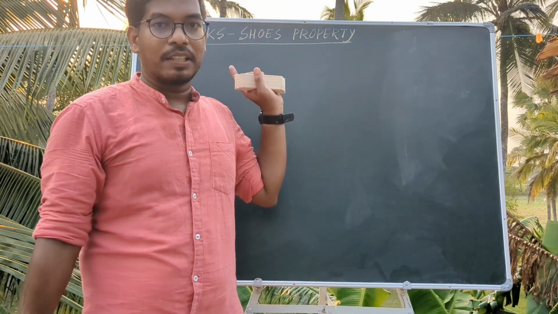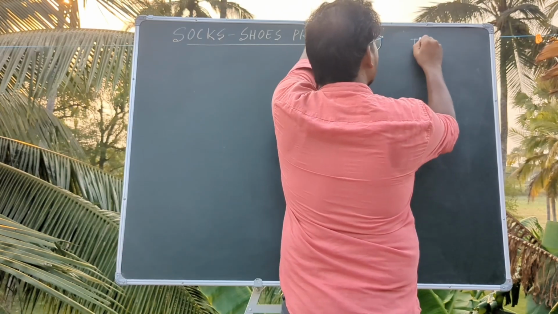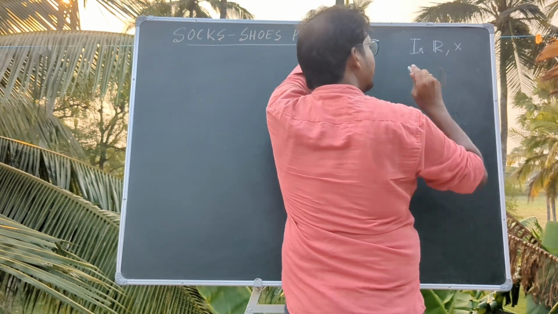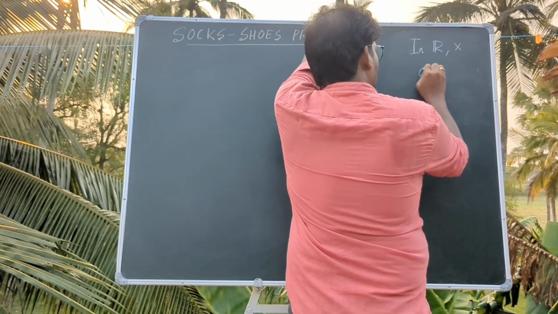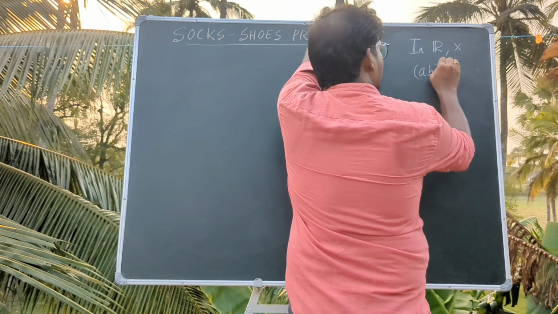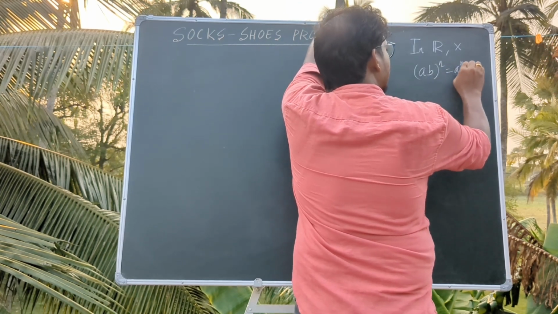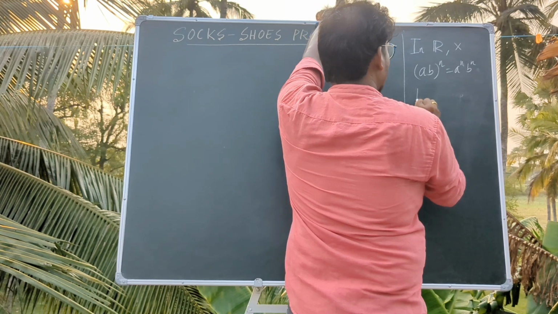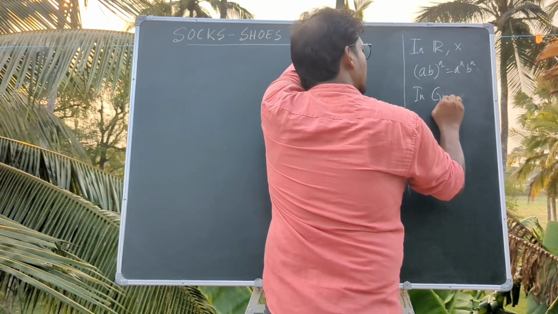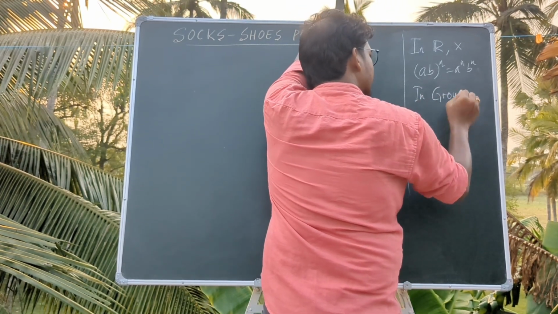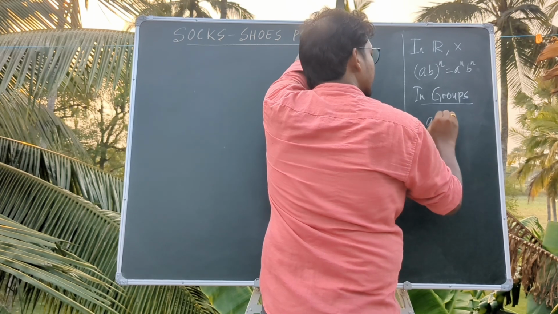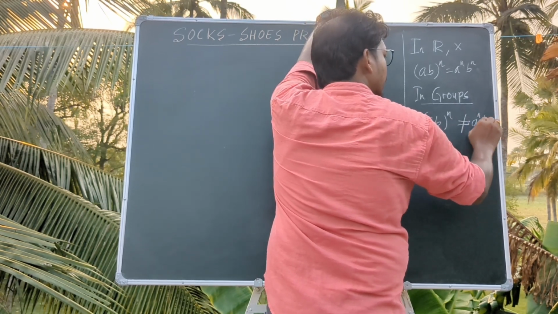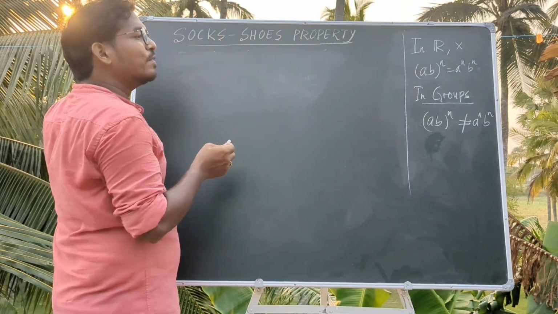Before going to the property, let us see real numbers under the operation of multiplication. We all know (ab)^n equals a^n b^n. We are all familiar with this property, but in groups we don't have this property. We have something for inverses.